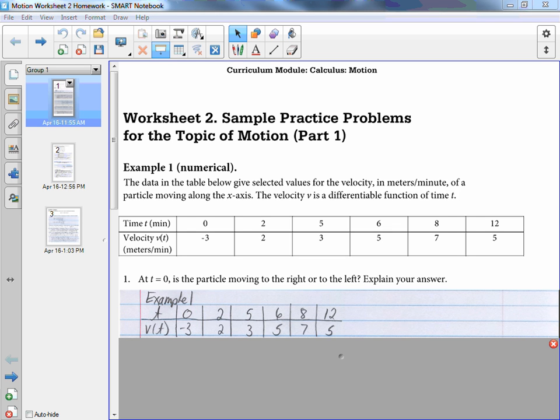All right, so here on worksheet 2, how'd number 2 go?